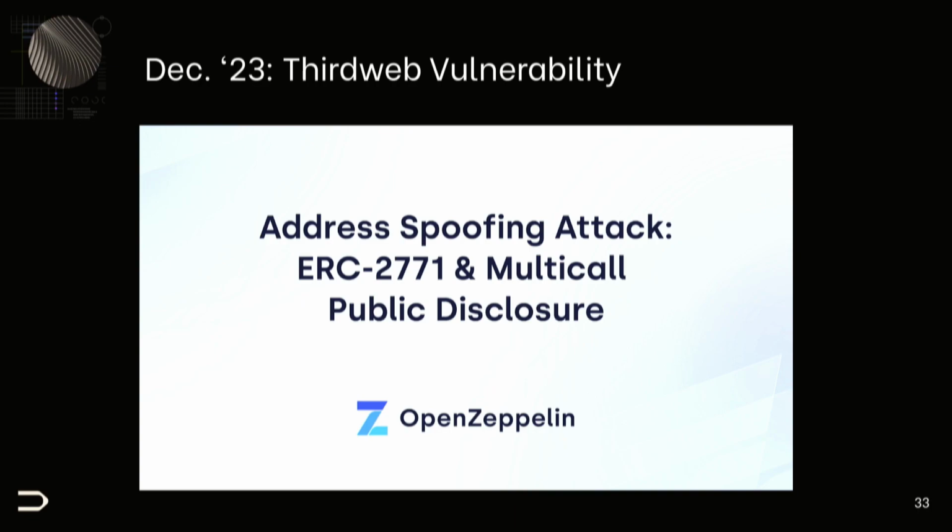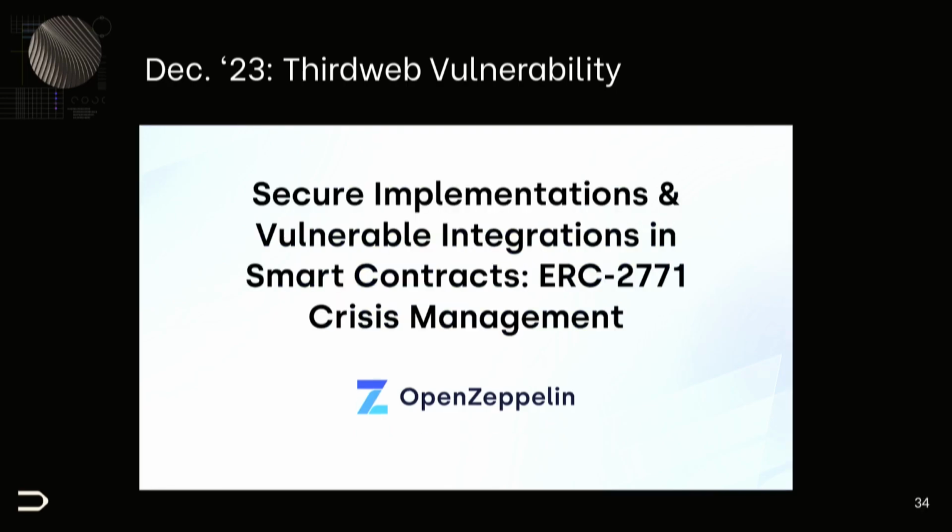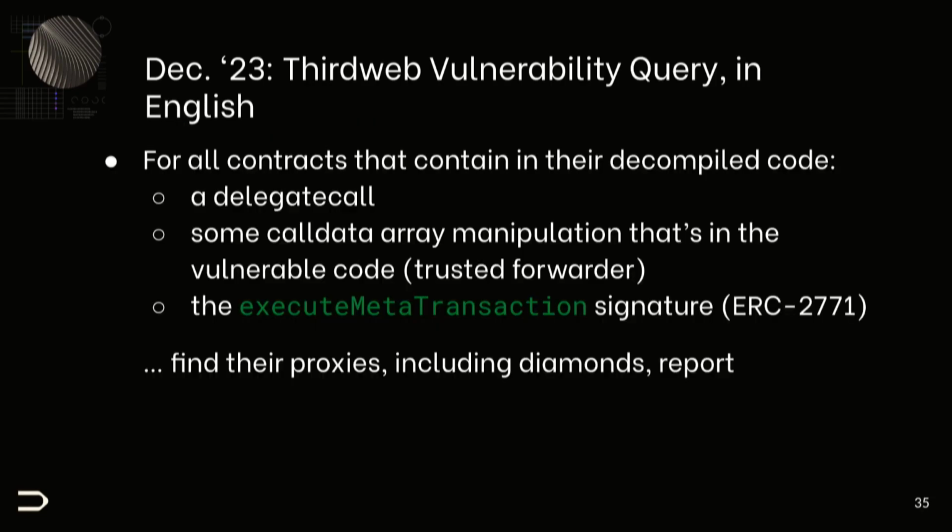So, a very recent example from a couple of months ago, from December of 2023, the ThirdWeb vulnerability. You may have seen the disclosures from OpenZeppelin. There's a bad interaction between a couple of libraries that implement the 2771 standard and multicall. And if you saw the post-mortem, we're being credited there for the crisis management, for the queries. So what did we do there?